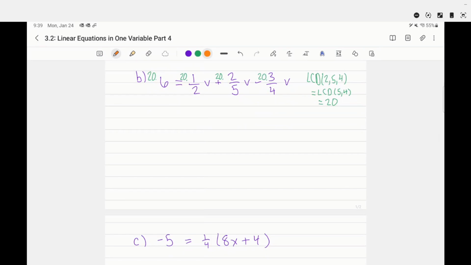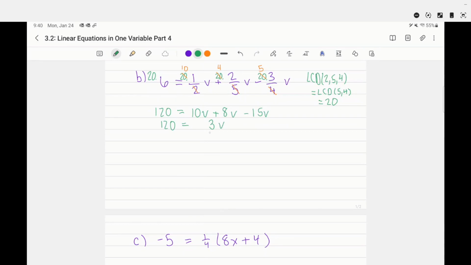20 times 6, nothing reduces. The 2 reduces the 20 to a 10. The 5 reduces the 20 to a 4. And the 4 reduces the 20 to a 5. So 20 times 6 is 120. 10 times 1v is 10v. 4 times 2v is 8v. 5 times 3v is 15v. So 120 equals, combining like terms on the right-hand side, 10 plus 8 is 18, minus 15 is 3v.